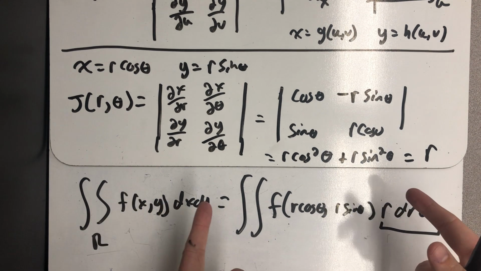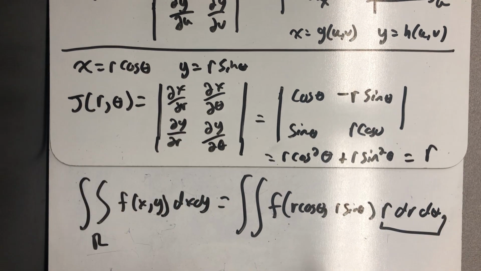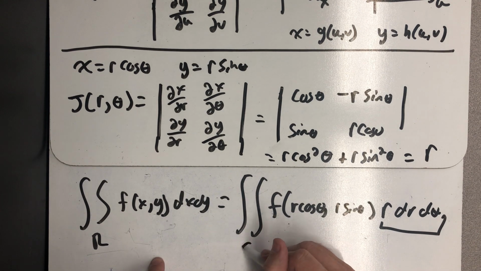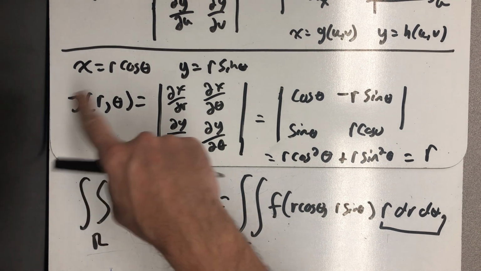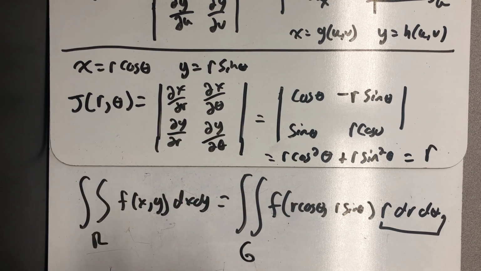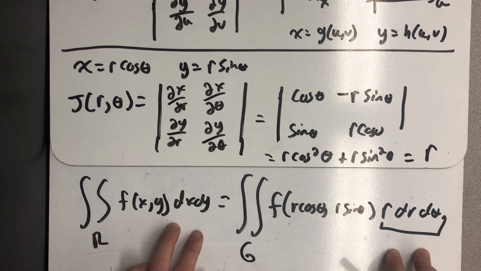So our method of calculating the Jacobian matches what we said before, and now we see again that we can translate using this substitution from a rectangular region to a polar region, and our dx dy becomes an r dr d theta.